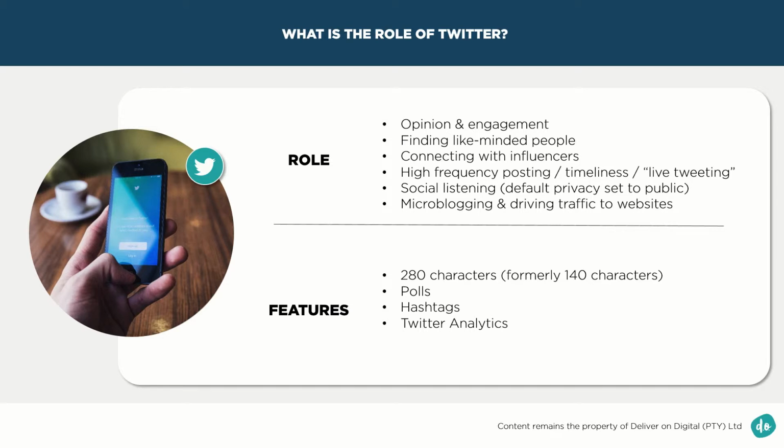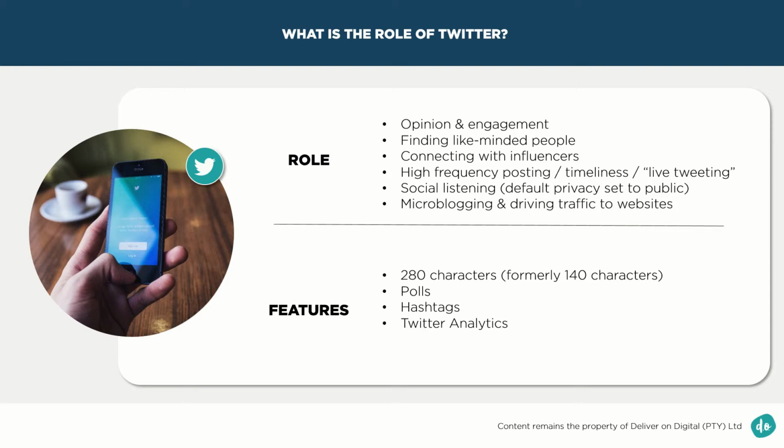In terms of the role of Twitter, its role really is quite defined and quite distinctive within the landscape. It's all about opinion and engagement. It's easy to find like-minded people because people are incredibly opinionated and you're able to see quite quickly whether their interests align with yours. You can connect quite easily with influencers, and we also know it for high-frequency posting. So where on other social media platforms possibly you post 3 to 5 times a week, on Twitter, we know that you can post 10 times a day without irritating anyone. So it's all about timeliness. And of course, for events, this is often the case that it's being live tweeted.